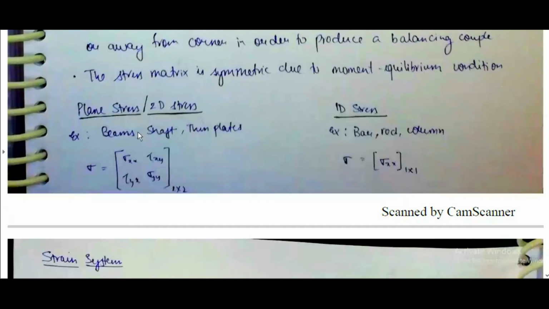Plane stress or 2D stress. Example: beams, shaft, thin plates. Sigma is equal to sigma xx, tau xy, tau yx, sigma yy. 1D stress. Example: bar, rod, column. Sigma xx, 1 by 1.